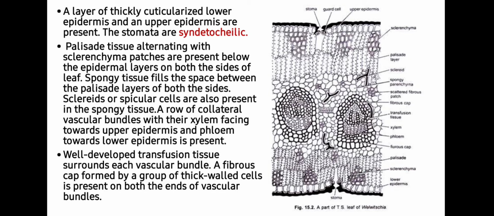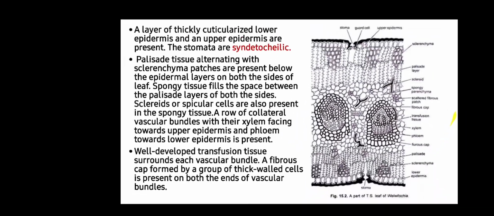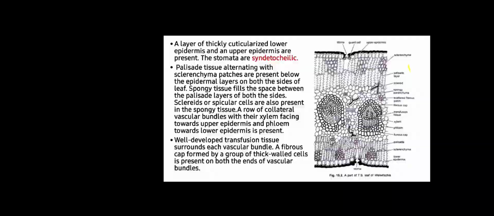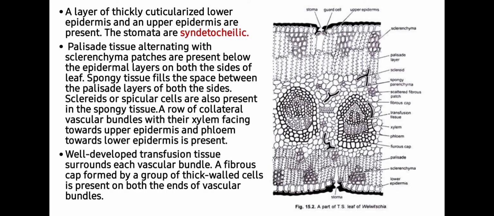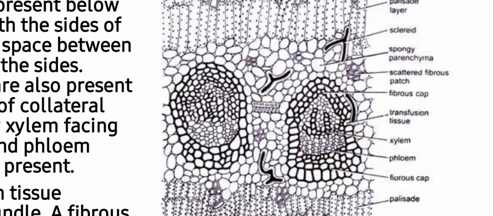Palisade tissue alternates with the sclerenchymatous patches and they are very prominent on both upper and lower surface. Spongy tissue fills the space between the palisade layers of both sides and you will find sclereids, spicular cells as well as scattered fibrous patches in between. Vascular bundles are also surrounded by the fibrous cap. Well-developed transfusion tissue surrounds each vascular bundle. A fibrous cap formed by a group of thick-walled cells is present on both ends of the vascular bundles, as you can see here.